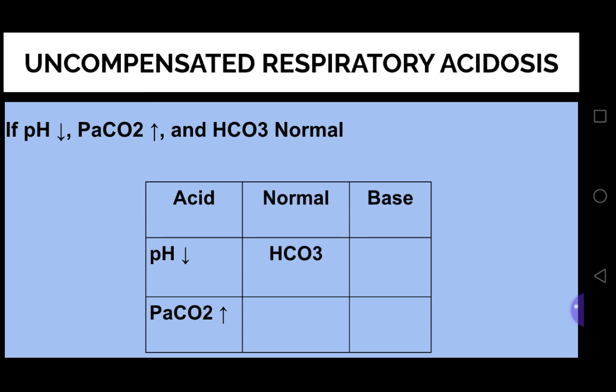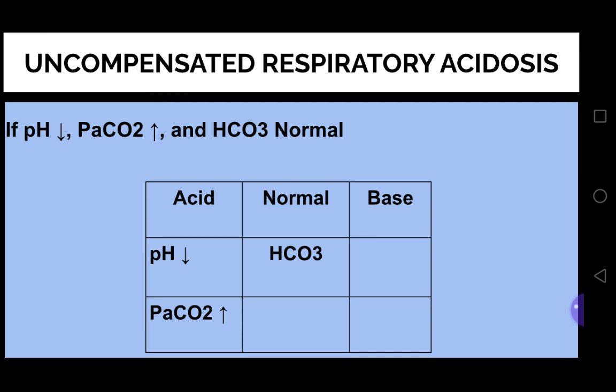So first of all, we discuss uncompensated respiratory acidosis. In this slide, you can see that blood pH is below normal value, below 7.35, and partial pressure of carbon dioxide is increased to more than 6. So this is respiratory acidosis. And you can see the value of bicarbonate is normal. So this is uncompensated respiratory acidosis because the compensatory mechanism value is normal.